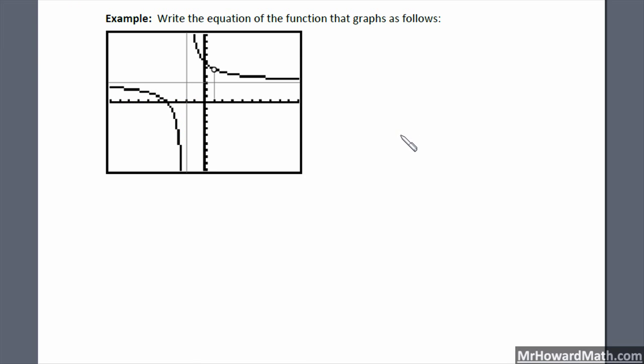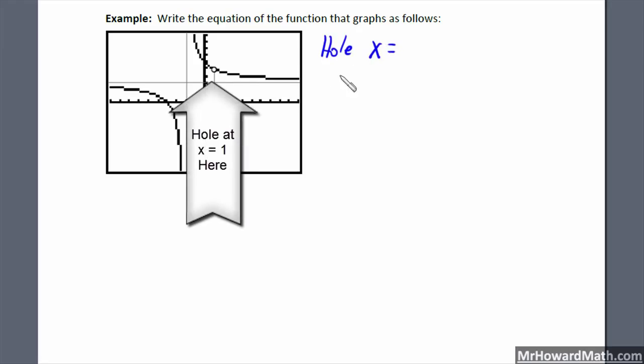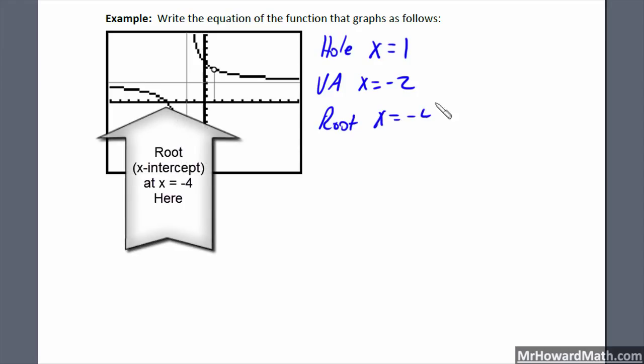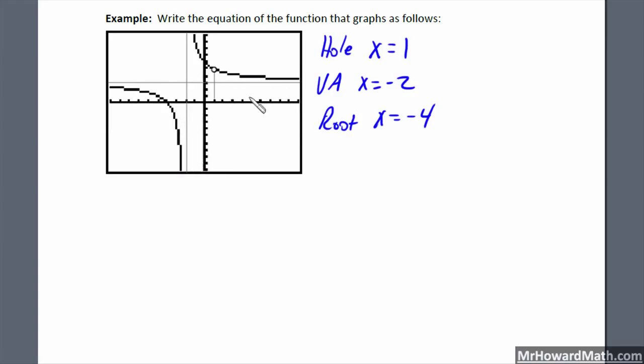All right, now for this first example, write the equation of the function that graphs as follows. So we need to identify the major information. We have a hole in the graph at x equals 1. All right, and then we have a vertical asymptote at x equals -2. That's this vertical line right here for the asymptote. And then we have a root at 1, 2, 3, -4. So root at x equals -4. We don't have any slant asymptotes at all because we have a horizontal asymptote. So that's all the major information that we need to write this function.